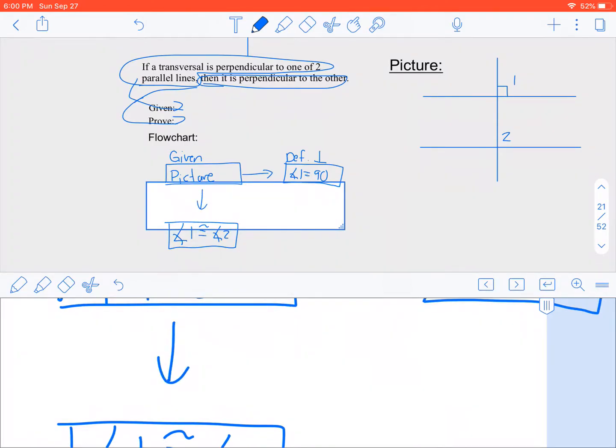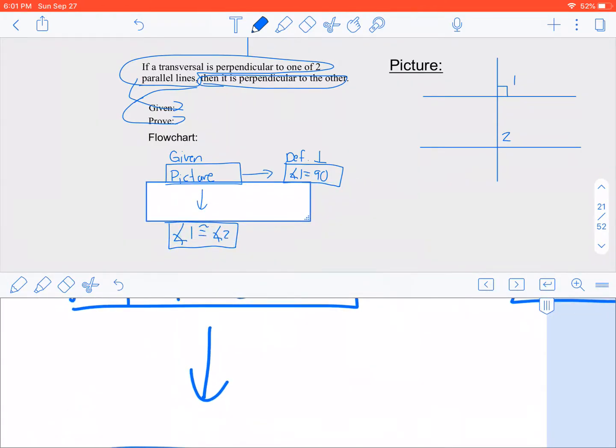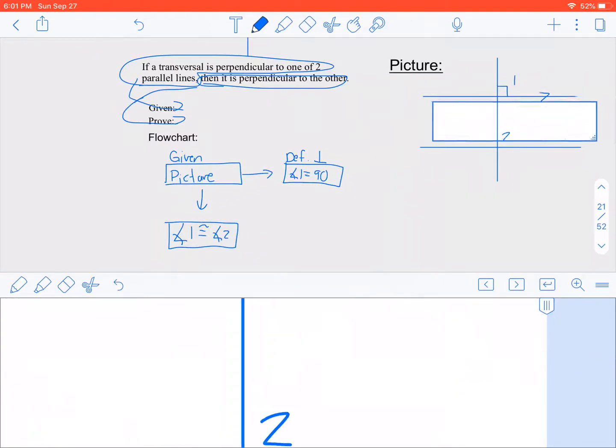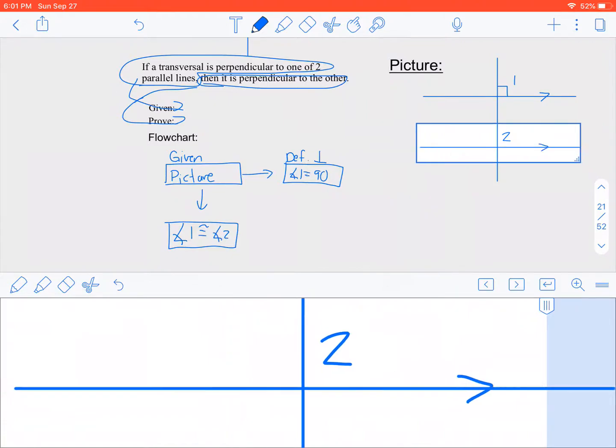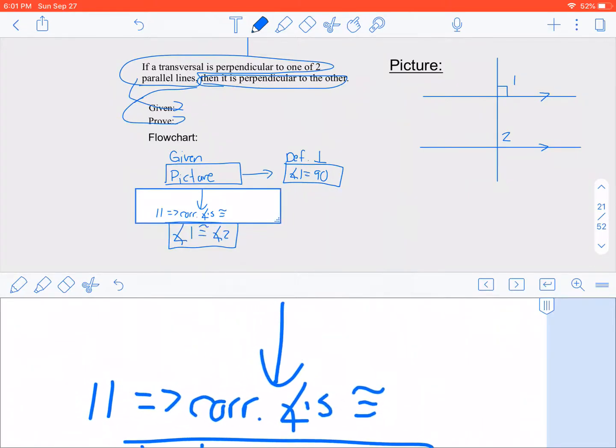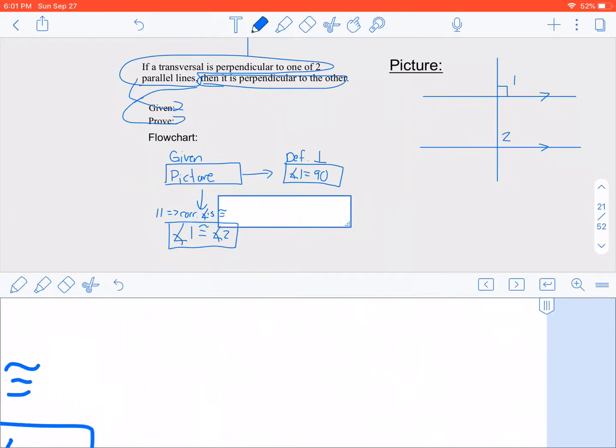Because if those are parallel, which is what my picture says, which is what it says in my given, that means that corresponding angles are congruent. 1 and 2 are corresponding. So I'm going to say parallel lines implies corresponding angles are congruent. Okay?